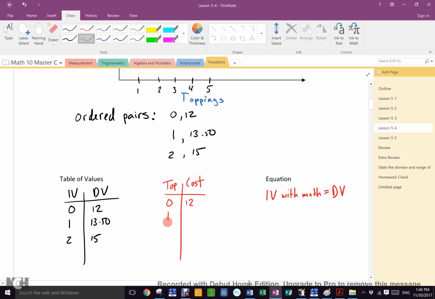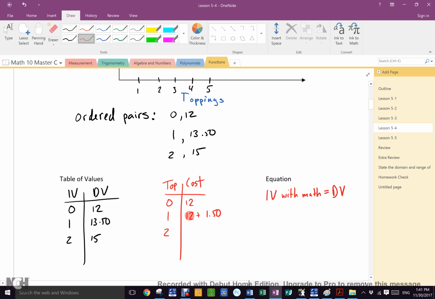One topping. Do I pay $12? Yes. But I pay more. Plus 1.50. Agreed? Everyone agree? Okay. What's the next number?